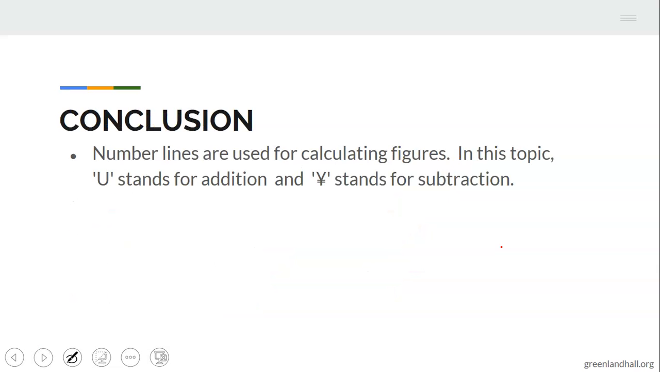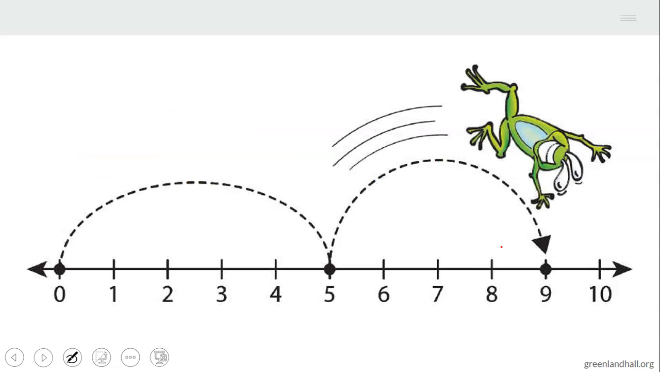Now in conclusion, number lines are used for calculating figures. In this topic, U stands for addition and Y stands for subtraction. I believe you have really been able to get one or two things from this class. You have learned how to use the number line and you can see that it's very, very easy.